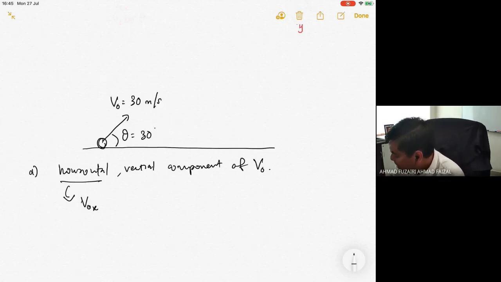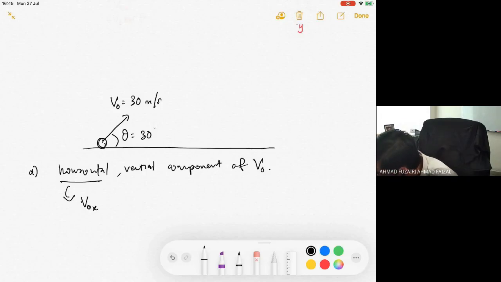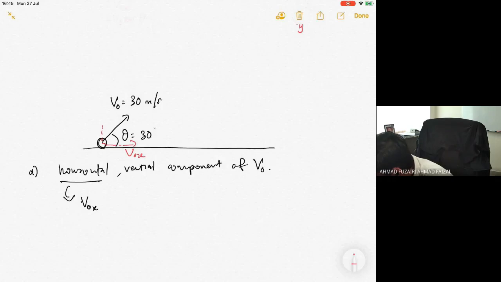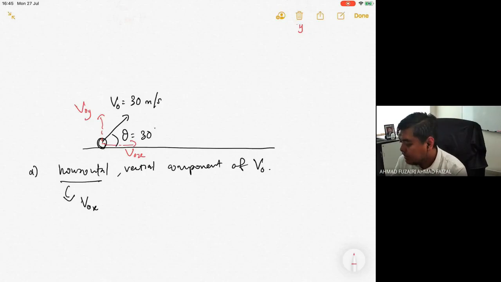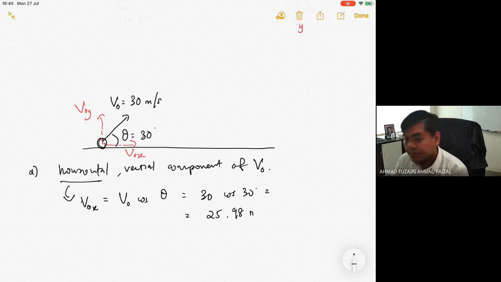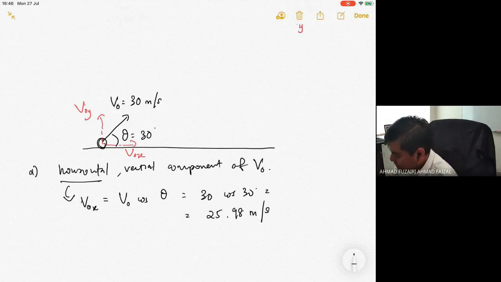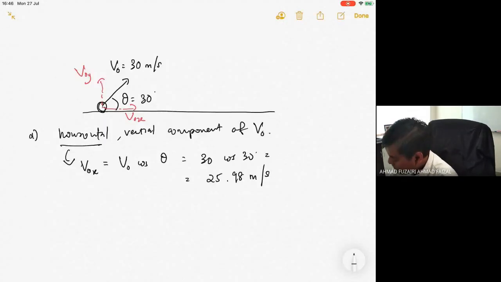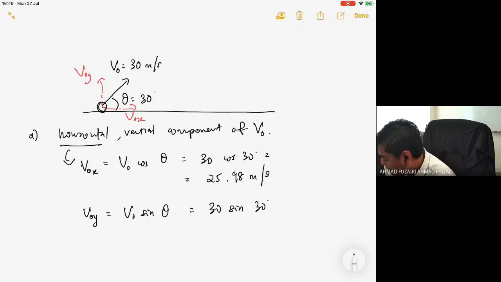Horizontal of what? So where is V naught here? This is V naught x and this is V naught y. You have V naught x and V naught y. So horizontal means V naught x, so definitely V naught cos theta. How many? 30, cos 30. So you will get 75.98 meters per second. And how about Vy? V naught y is equivalent to V naught sine theta, where 30 sine 30 is equivalent to 15 meters per second. So that's how you answer the problem.